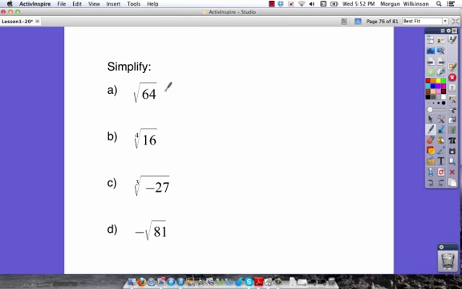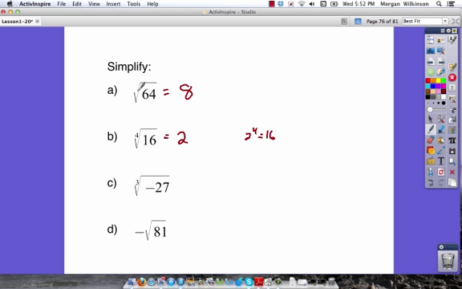Alright, square root of 64. What number times itself is equal to 64? Well, that's 8. 8 times 8 is 64. What's the fourth root of 16? That means which number multiplied by itself 4 times is equal to 16? That must be 2, because 2 times 2 times 2 times 2, or 2 to the fourth power, is equal to 16.